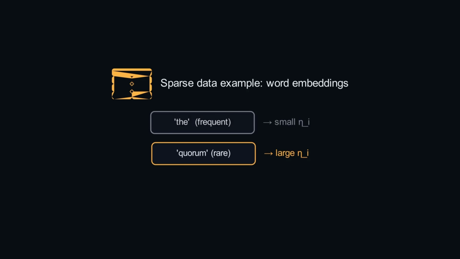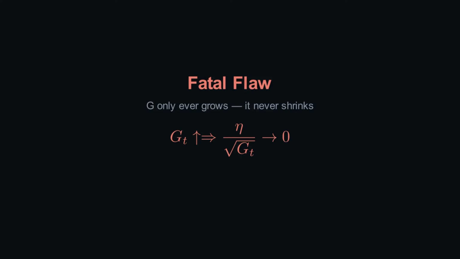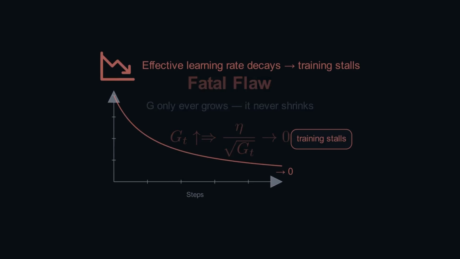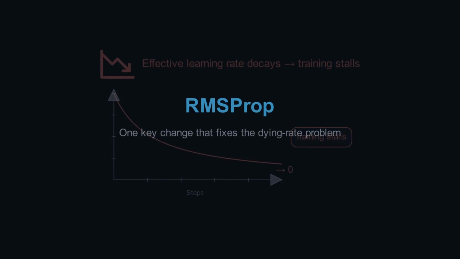A parameter that rarely updates, like an embedding for an uncommon word, keeps a large step. That's exactly what you want for sparse data. Frequent words get careful updates, rare words stay sensitive and keep learning. But there is a serious problem. G only ever grows, and it never shrinks. So every learning rate eventually decays towards 0, and training quietly stalls.